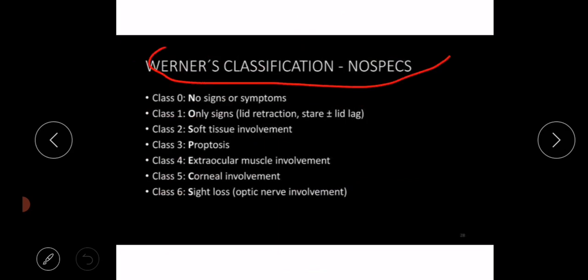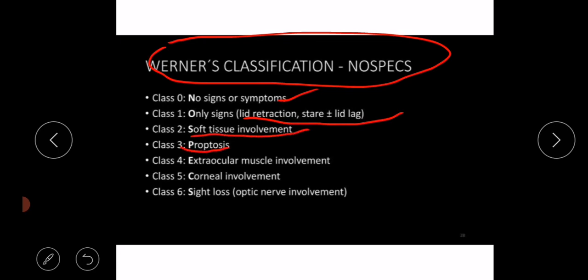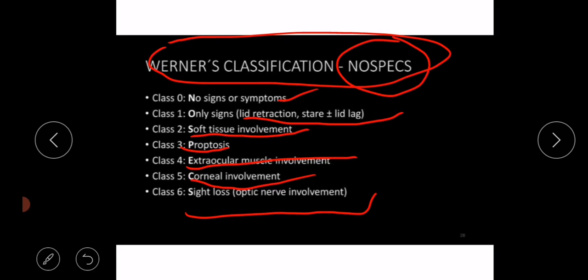Werner classified thyroid ophthalmopathy in different grades based on severity. So these are class 0, no signs or symptoms; class 1, only signs, that is lid retraction; class 2, soft tissue involvement; class 3, proptosis; class 4, extraocular muscle involvement; class 5, corneal involvement; and class 6, sight loss, optic nerve involvement. So NO SPECS is the mnemonic to understand Werner's classification. NO SPECS.